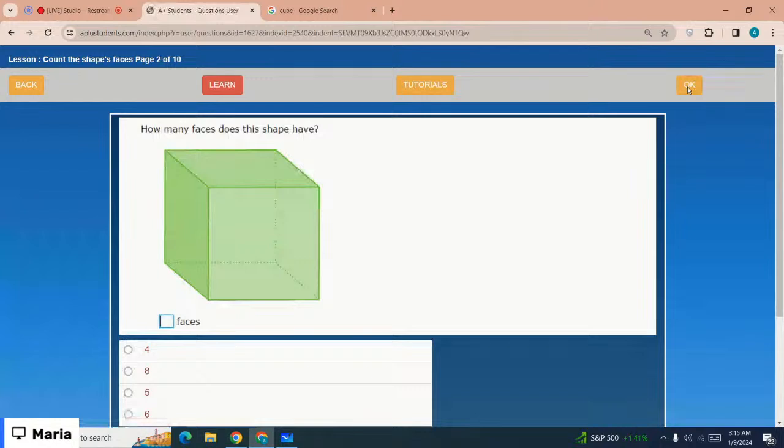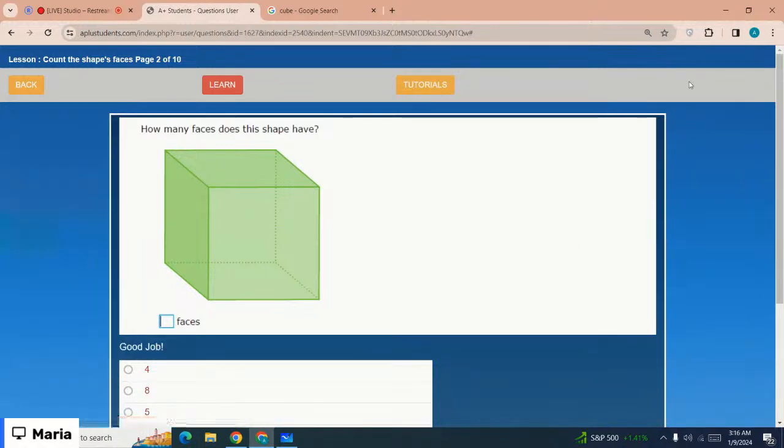How many faces does this shape have? Yes, the shape has six faces. The correct option is six. Very good.